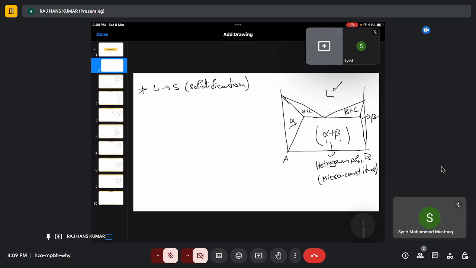Now, moving on to solidification. After that, let's talk about the liquid to solid transformation, and also think about, what do we call it?